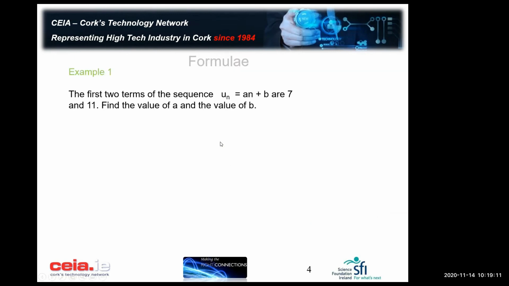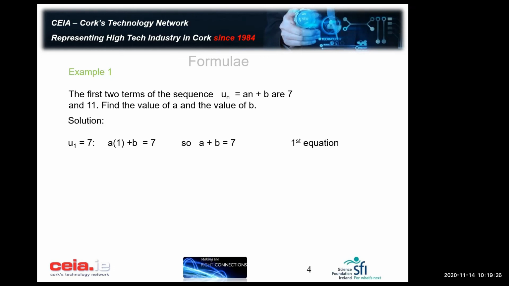So we'll do an example. The first two terms of the sequence U of n equals an plus b. So that's a formula that you've been given. And they are 7 and 11. Find the value of a and the value of b.